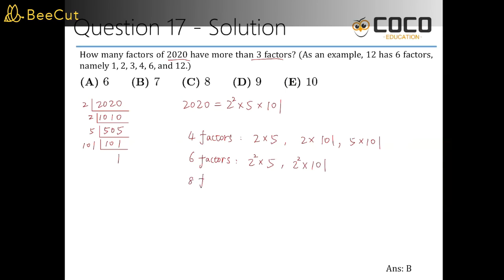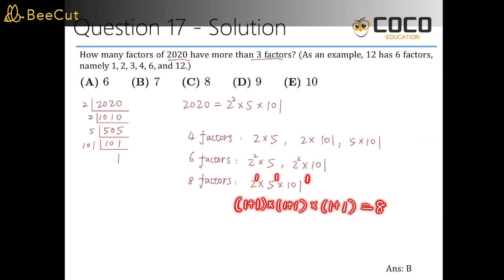And we also have a number that has 8 factors. This is the number 2 times 5 times 101, each to the power of 1. So the power terms plus 1 multiplied together, 2 times 2 times 2, there will be 8 factors. The last is the number itself. It has 12 factors.